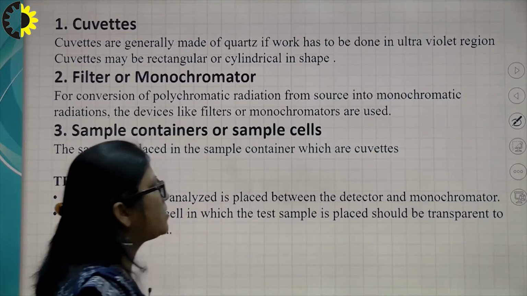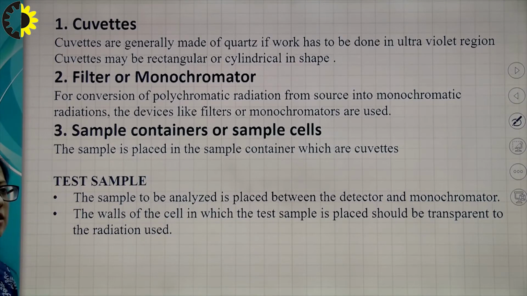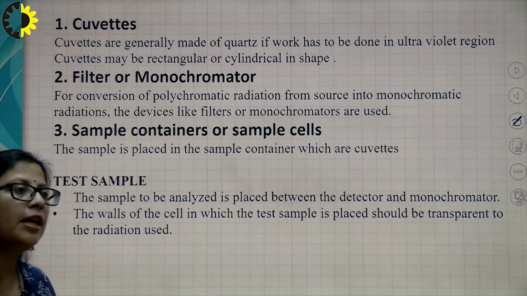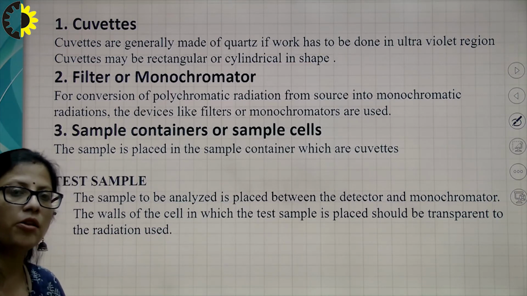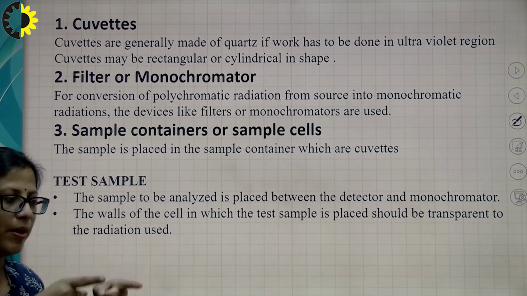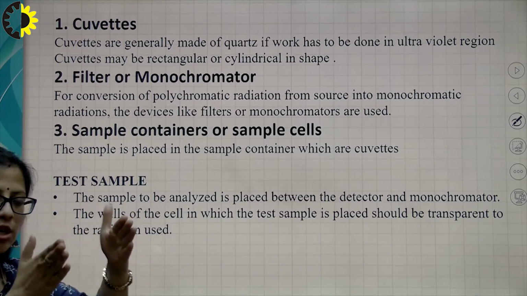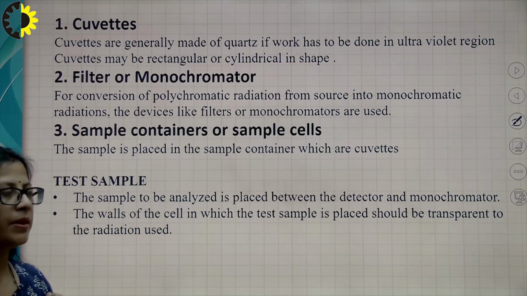Now, the cuvettes in which we take the sample are generally made of quartz if work has to be done in the ultraviolet region. The cuvettes may be rectangular or cylindrical; generally rectangular cuvettes are taken. These rectangular cuvettes are transparent on two sides and translucent on the other two sides.